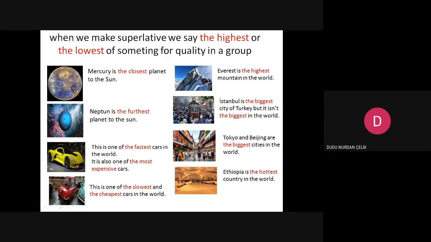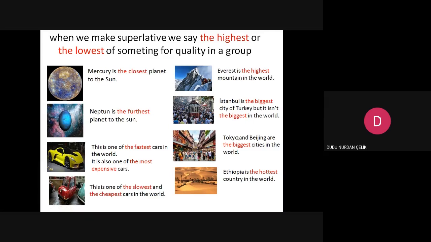Look at this picture. We are talking about Istanbul. Istanbul is a city of Turkey. And when we compare Istanbul with the cities in Turkey, we can say Istanbul is the biggest city of Turkey. But when we compare Istanbul with the cities in the world, we can't say that. So we say it isn't the biggest city in the world.